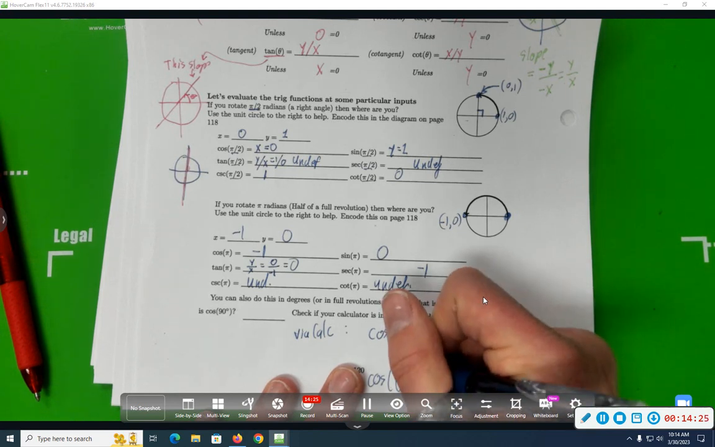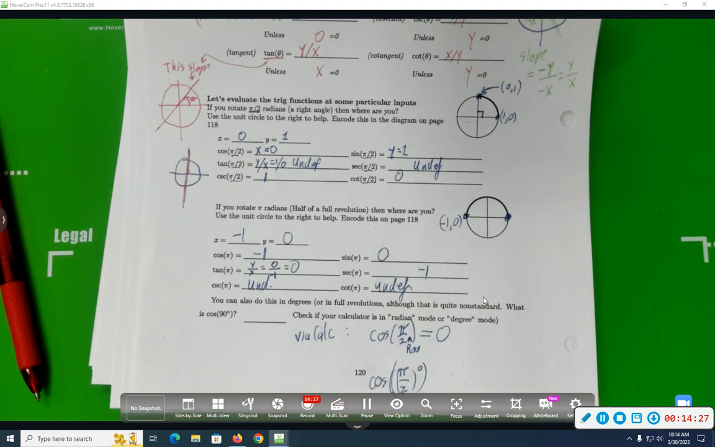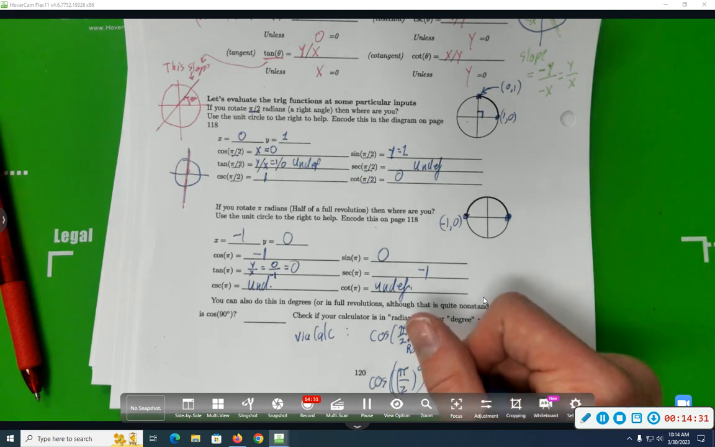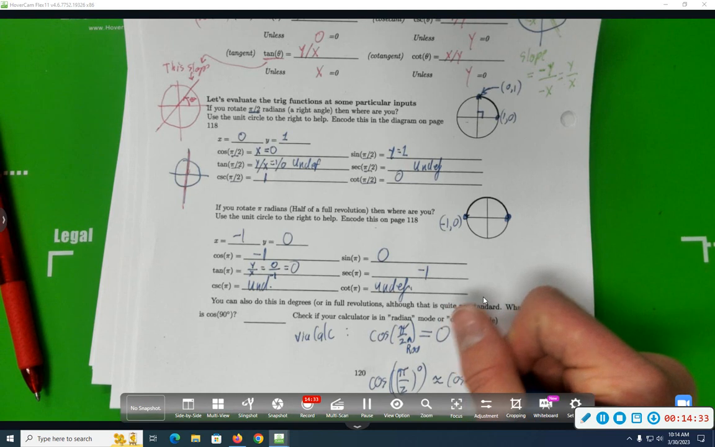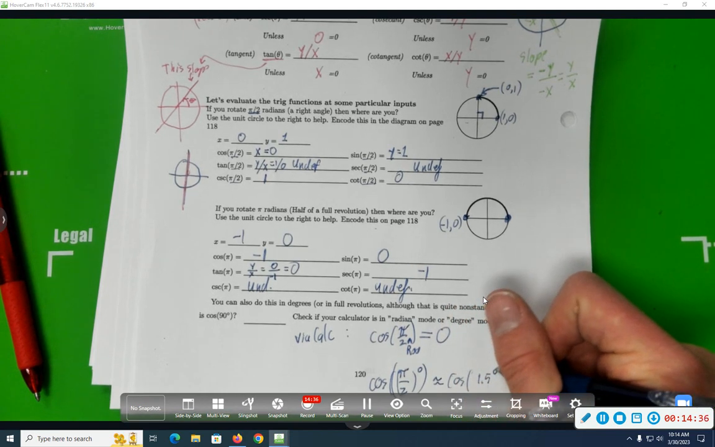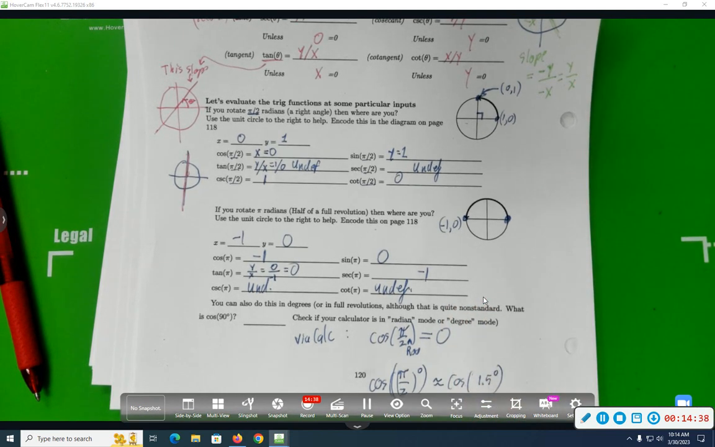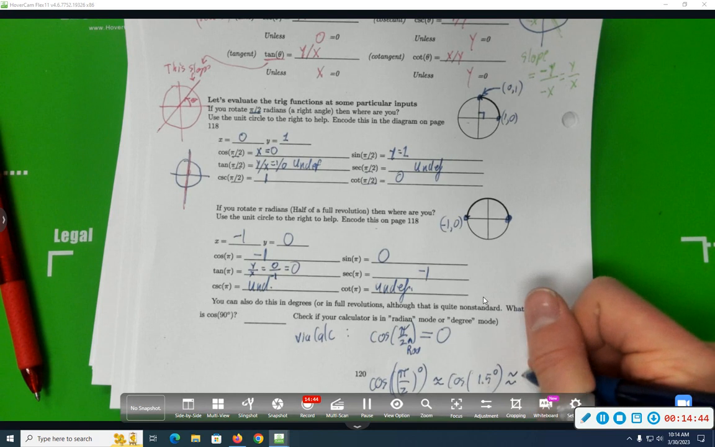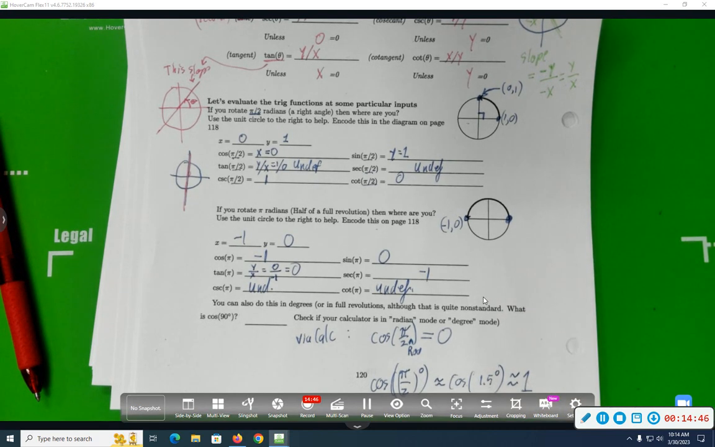If you happen to be in degree mode, cosine of pi over 2 degrees, well, pi over 2 degrees, that's like 1.5 degrees. So this will be about cosine of 1.5 degrees. That should be like starting at 1, 0, rotating forward by basically nothing. You should be basically at 1. Which you saw that you won't. So whenever you make any of these calculations, you should check whether you're on degree or radian mode and make sure that you're in the right setting for the context that you're in right now.